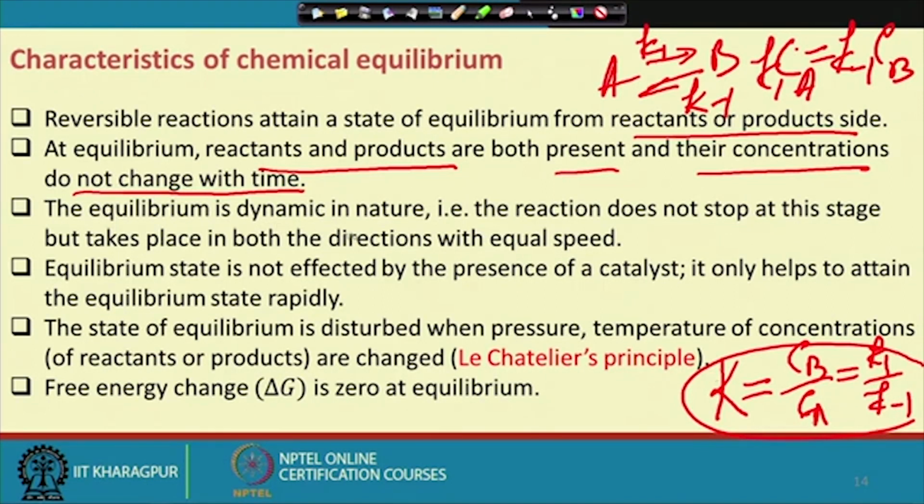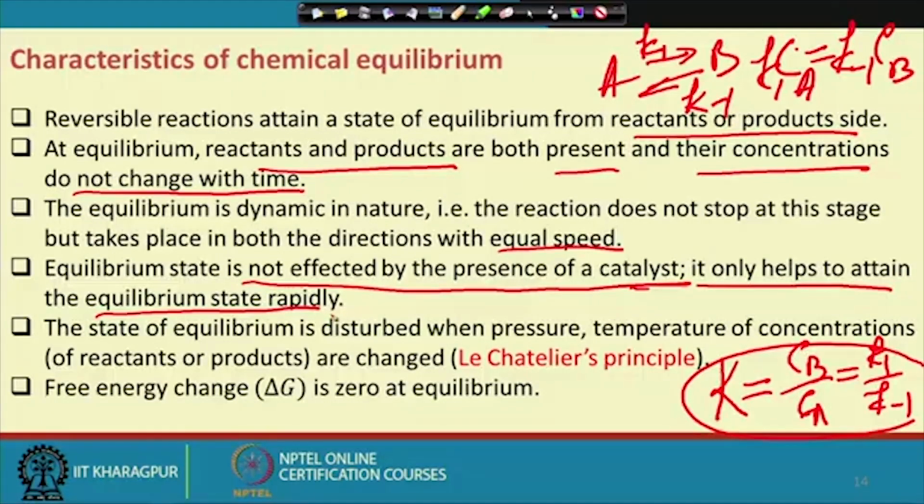The equilibrium is dynamic in nature, and the reaction does not stop at this stage, but takes place in both directions with equal speed. The equilibrium state is not affected by the presence of a catalyst. This is very important. It only helps to attain the equilibrium state rapidly. The purpose of the catalyst in a reversible reaction is not to change the equilibrium constant, but to help attain equilibrium at a faster rate.